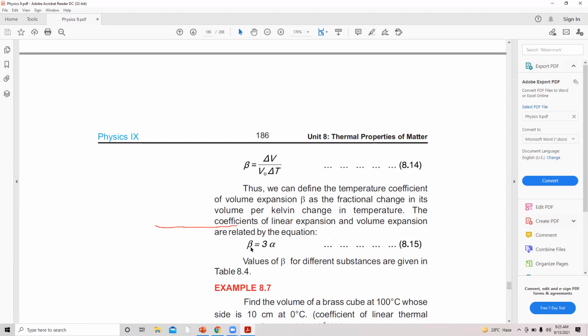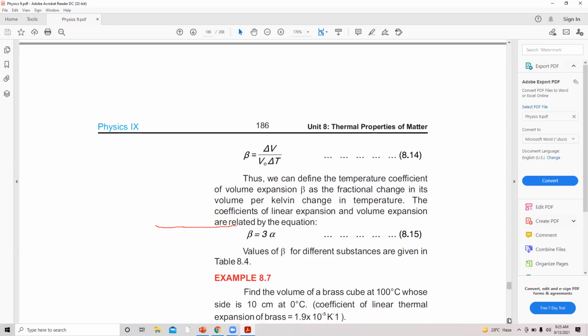Obviously volume has three dimensions: length, breadth, and height. So it will be equal to 3 times the linear coefficient to get the volume coefficient, right? So this equation is also very important, that is beta equals 3 alpha, you know that, right?